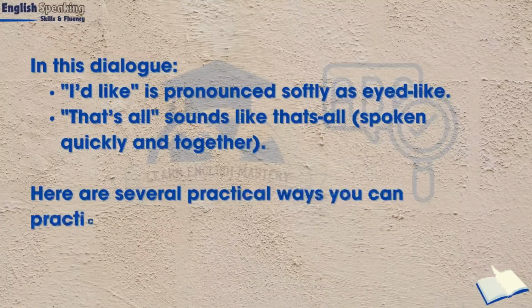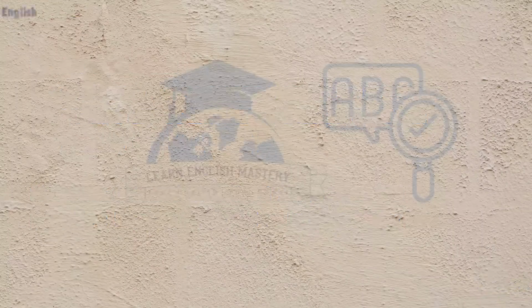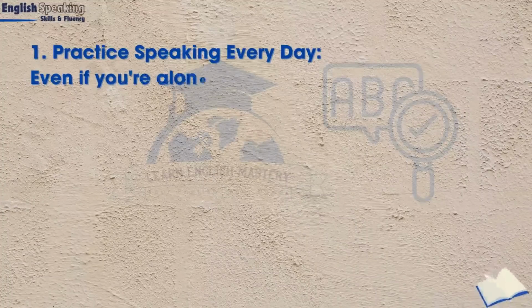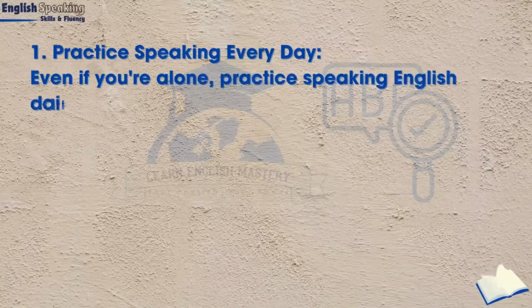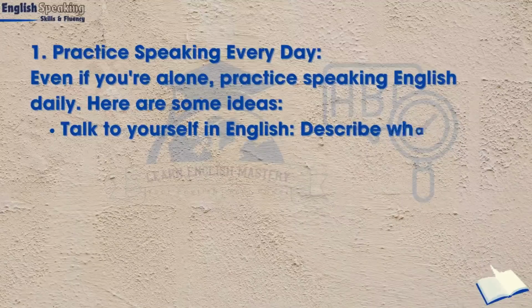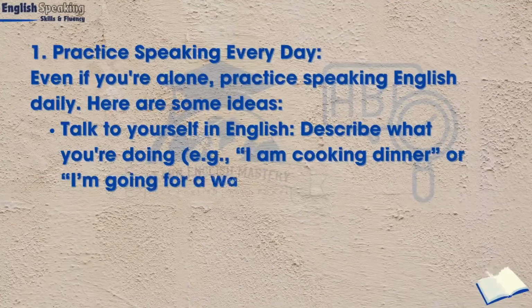Here are several practical ways you can practice English more often in your daily life. 1. Practice speaking every day. Even if you're alone, practice speaking English daily. Here are some ideas. Talk to yourself in English, describe what you're doing, e.g., "I am cooking dinner" or "I'm going for a walk."